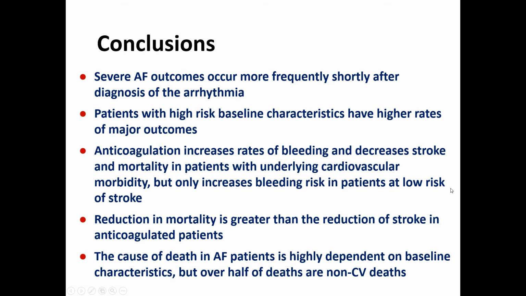So I'd like to conclude by saying that severe AF outcomes occur much more commonly shortly after the onset of atrial fibrillation, that high baseline risk characteristics are obviously associated with higher rates of major outcomes, that anticoagulation increases bleeding and decreases stroke and mortality in patients with underlying cardiovascular risk, in other words, high CHA2DS2-VASc scores, for example, but only increases bleeding risk in patients at low risk of stroke, that the reduction in mortality is greater than the reduction of stroke in anticoagulated patients, and I'd like us to think why that might be.